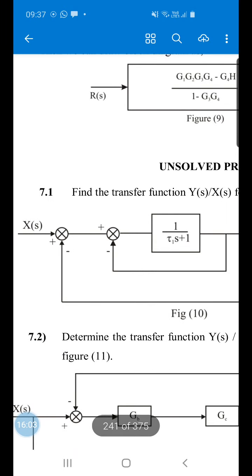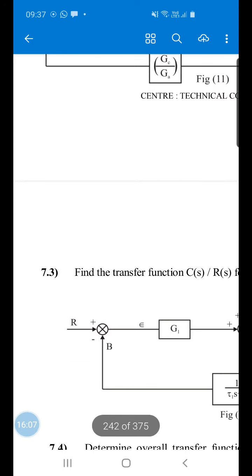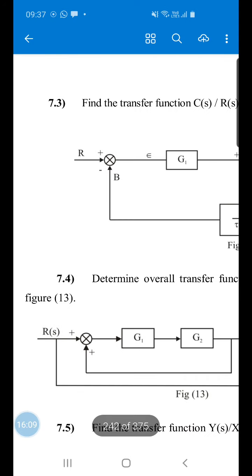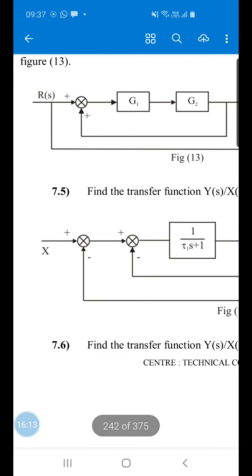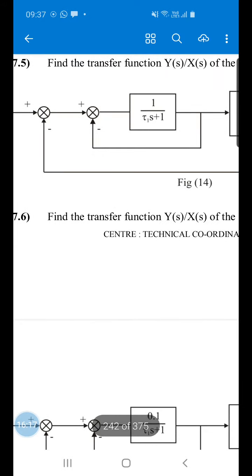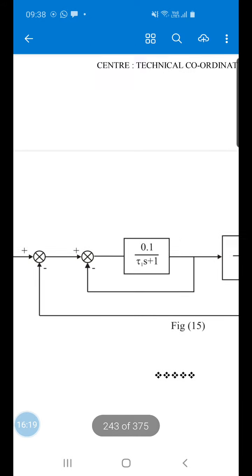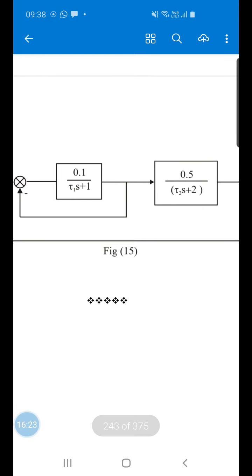So I will suggest you to solve these 7.1, 7.2, 7.3. It is very easy to find out. You will find it is very interesting. Solve these problems. Solve the problems from the university examination related to this, and you will find this will be a very interesting topic. So thus we have finished chapter 7.